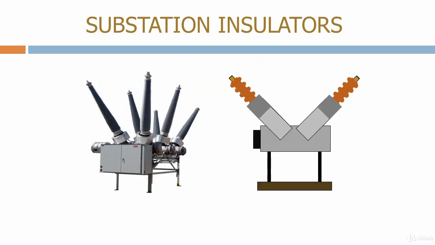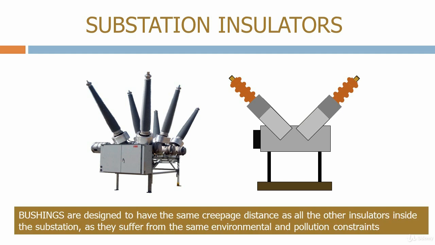Here's a typical circuit breaker, with bushings being used for the three-phase inputs and the three-phase outputs. The bushings allow the live conductor to pass through the grounded enclosure and to provide a clearance distance from the enclosure to the live conductor at the top of the bushing. Bushings are designed to have the same creepage distance as all the other insulators inside the substation, as they suffer from the same environmental and pollution constraints.